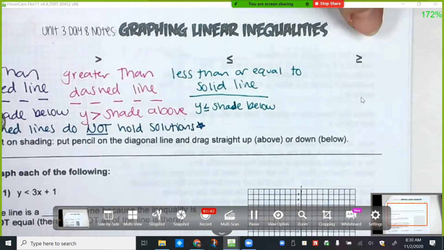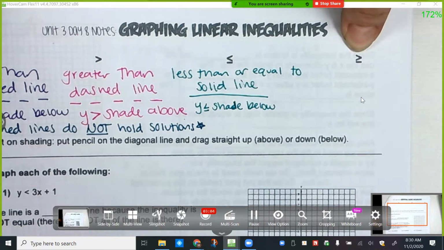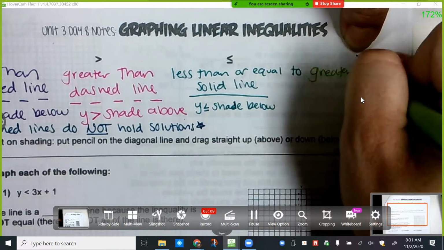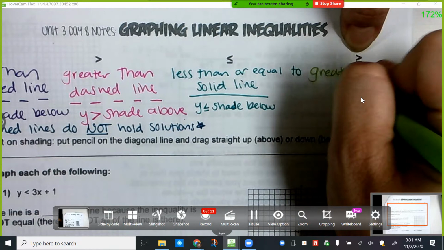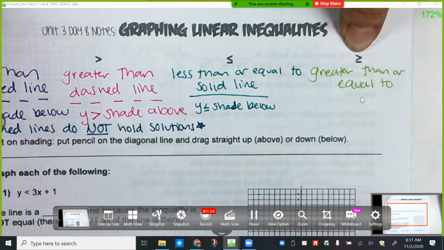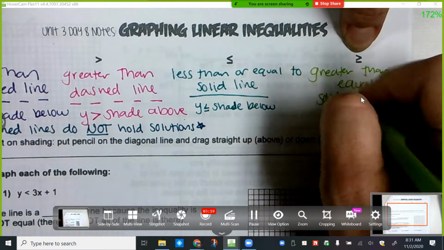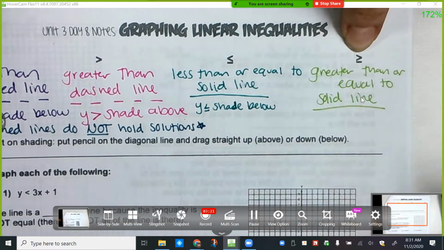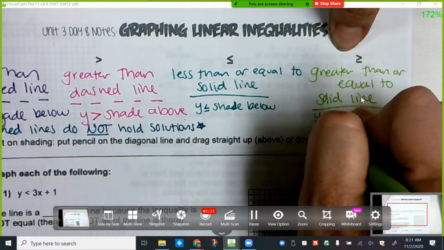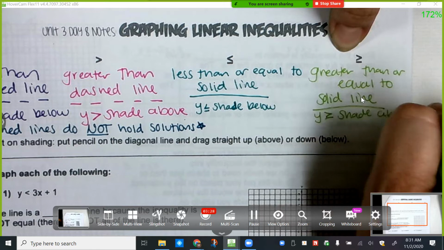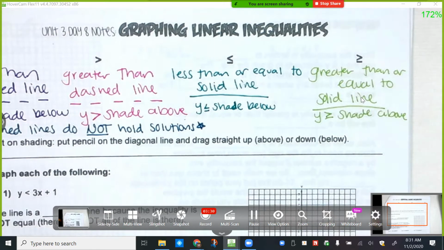Okay, and then last but not least, greater than or equal to. Solid line or dashed line? And shade above or below. Now, solid lines. Do solid lines hold solutions? Yes.